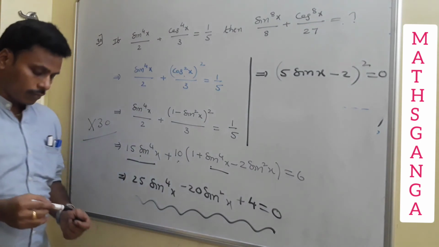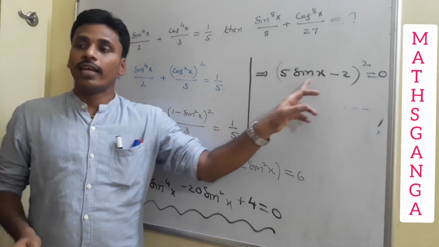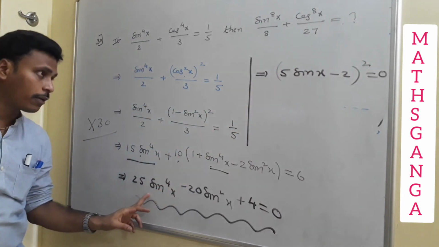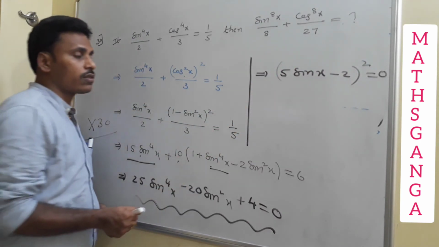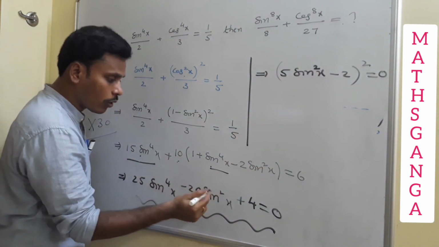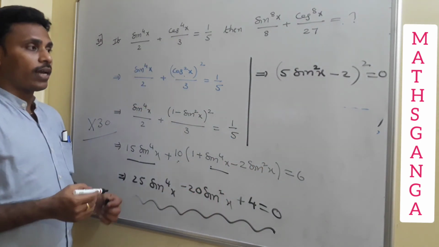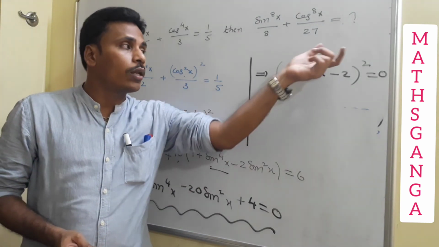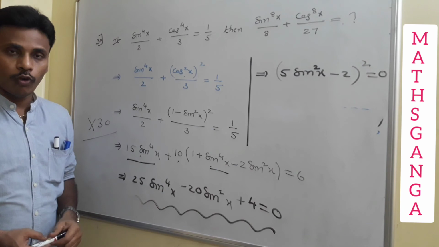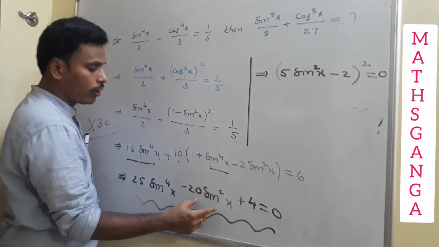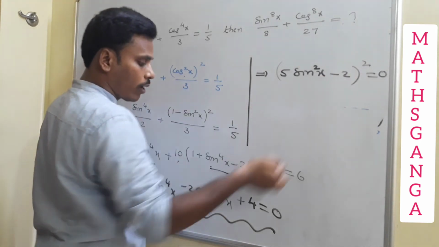Is it right or wrong? Just have a look at this. (5 sin x minus 2) whole square. (5 sin x) square is 25 sin power 4x, not 5 sin square x, because here it is sin power 4, here it is sin square, right? That's why you need to take it as (5 sin square x minus 2) whole square. See, (5 sin square x) whole square is 25 sin power 4x, minus 2ab, 2 into 5 is 10, into 2 is 20, 20 sin square x, and plus 2 square is 4.